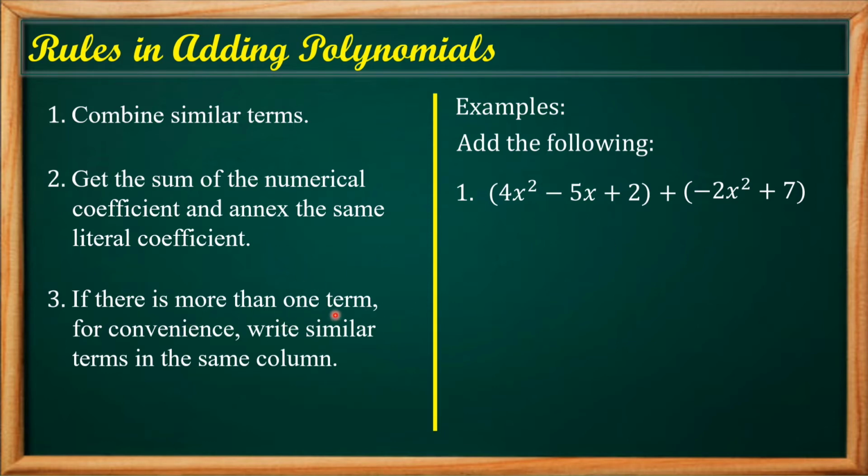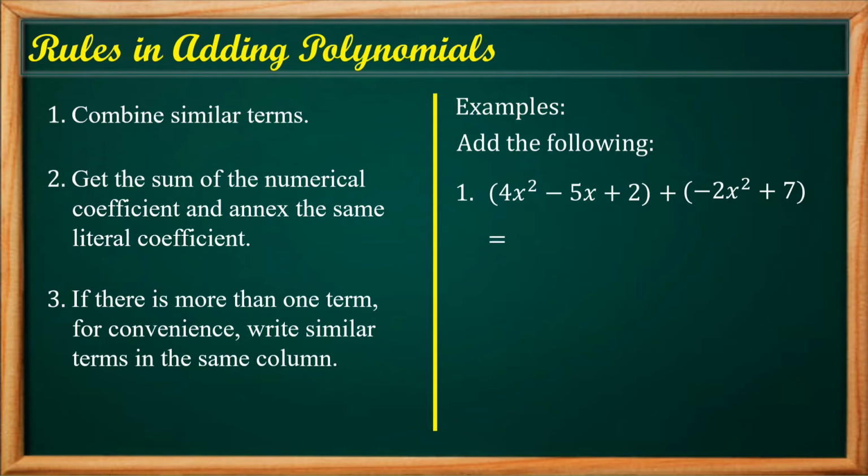Ito sa number 3, conditions natin o rules. Meron tayong more than one term, but before that, the first rule is combine similar terms. Ano yung similar terms? The same literal coefficient. Kung ito x squared, sa kabila x squared. Ito naman x, sa kabila walang x, wala siyang similar terms. 2 is a constant, then 7 is a constant, therefore they are similar terms.